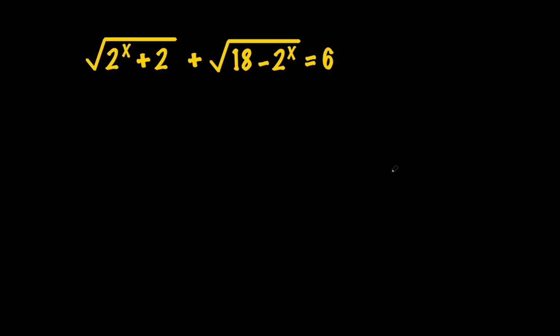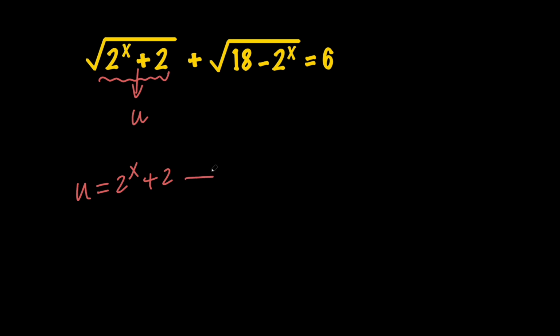Today we're going to be solving another exponential equation which involves radicals. As always, we're going to use the substitution method, and I'm going to go ahead and substitute this expression with u. In that case, we will have u equals 2 to the x plus 2.